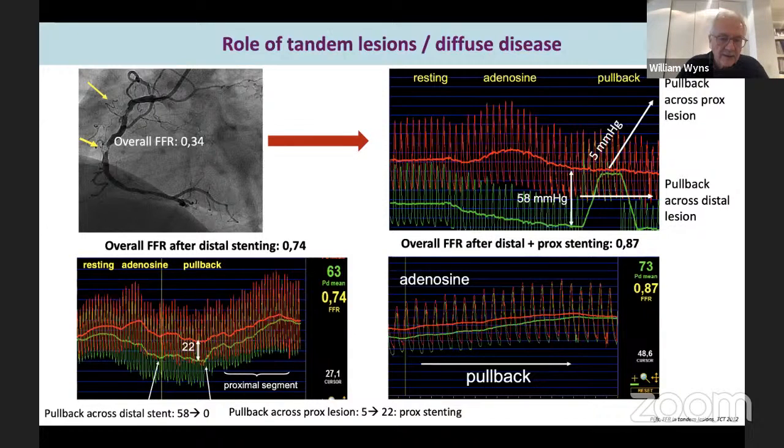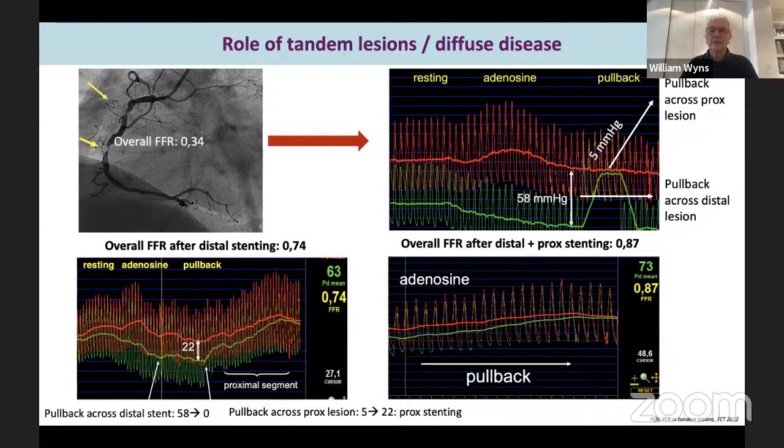Look down there, down left, okay? We have clearly a significant residual gradient on the proximal stenosis there, okay? So you treat the second one equally well. 2 stents. Now, at the end, and that's my point, when the 2 stenoses are treated, 0.87, it's okay, but it's not perfect.